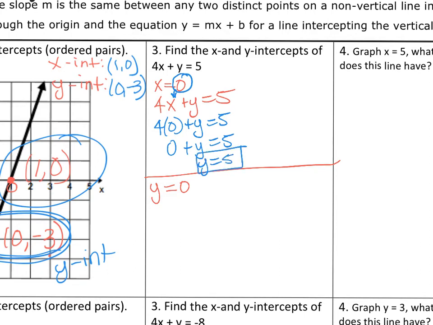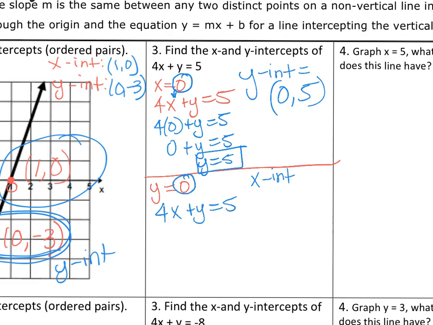So my y-intercept, remember, my y-intercept is when x is equal to 0, is 0, comma, 5. Now I'm trying to find my x-intercept, and the way I find my x-intercept is I make my y 0. It's the opposite. So here I would write 4x plus y equals 5, and I'm going to plug in 0 for my y value. 4x plus 0 equals 5.